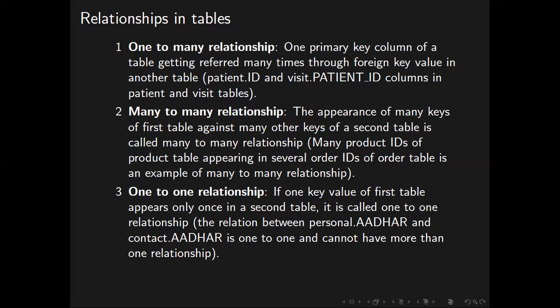We have already said that there are three types of integrity: entity integrity, domain integrity, referential integrity. Then there are three types of relationships. Several other types may also exist, whereas we are concerned about the three types of relationship: one to many, many to many, one to one. Okay.